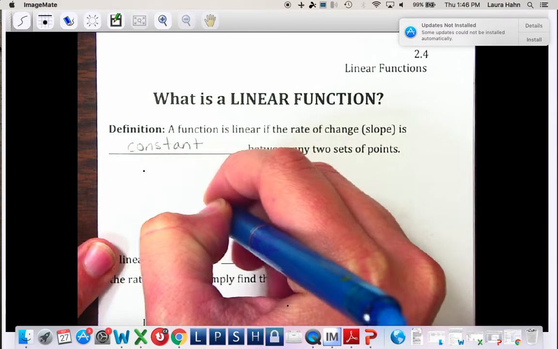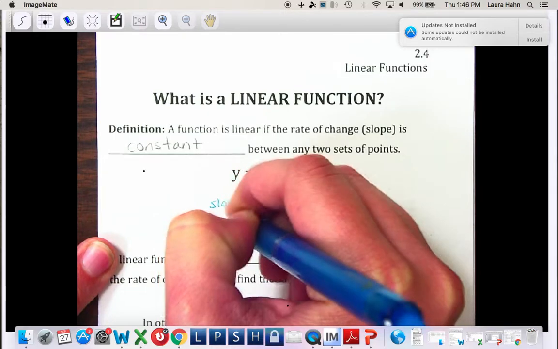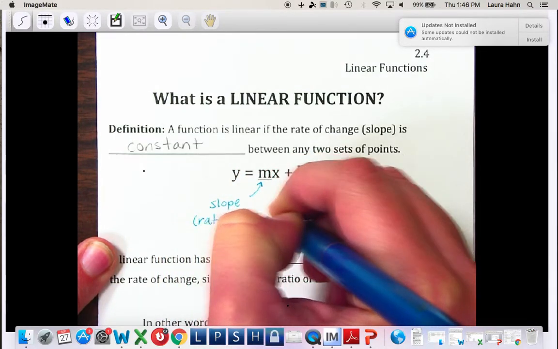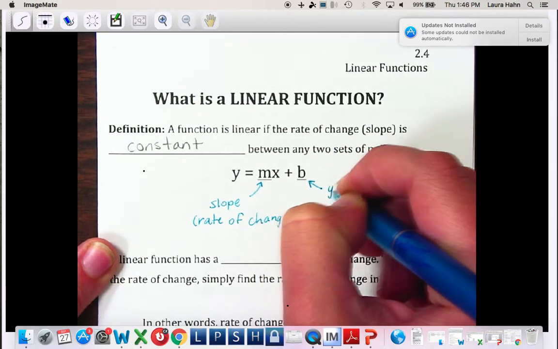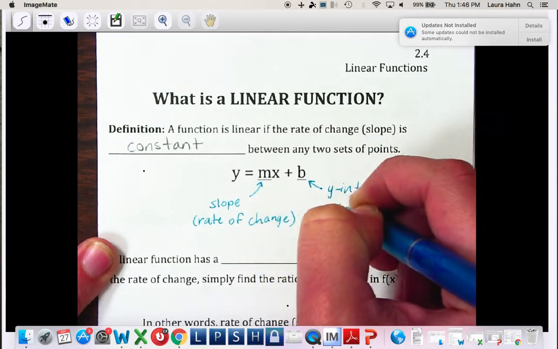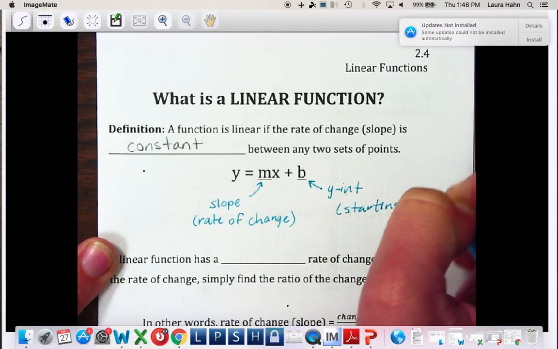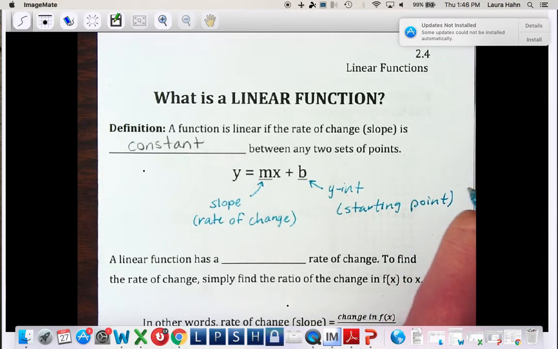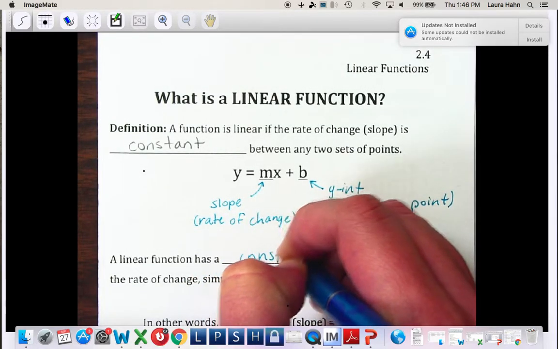M is your slope, which is the rate of change. Those mean the same thing. B is your y-intercept, aka your starting point. These are both constant. It's a constant rate of change.